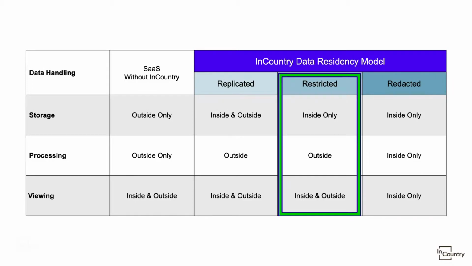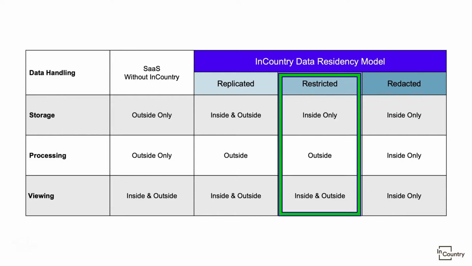When a company decides to integrate a cloud-hosted application with the InCountry platform, one of the most important decisions to make is which integration model is required by the legislation or company policy that governs the data residency requirement. These requirements typically contain mandates on where the regulated data can be stored, where it can be processed, and whether or not it is viewable from outside the country of origin. Based on these three parameters, InCountry has defined three data residency models: replicated, restricted, and redacted. In today's video, we will focus on the restricted model.